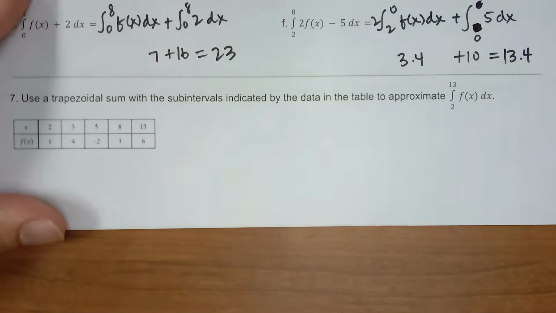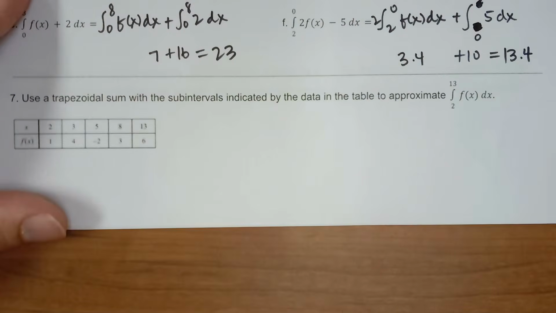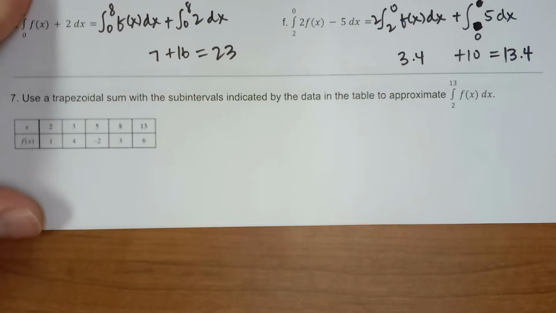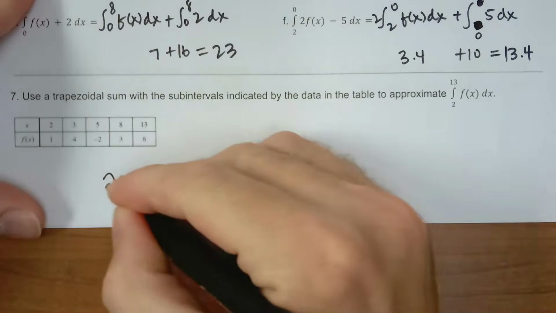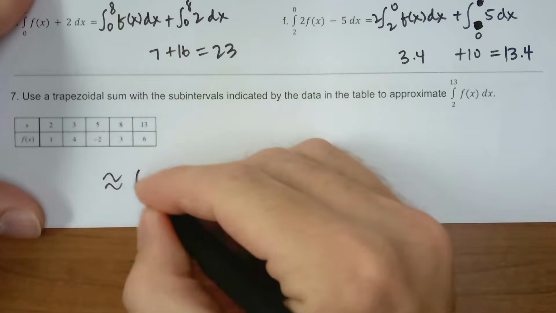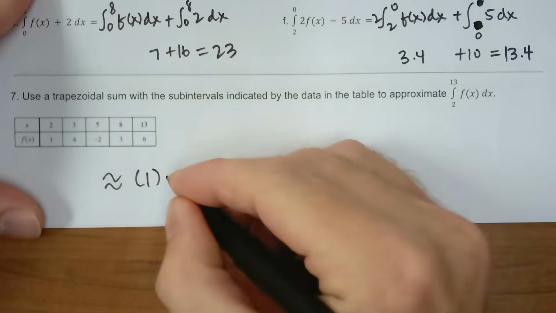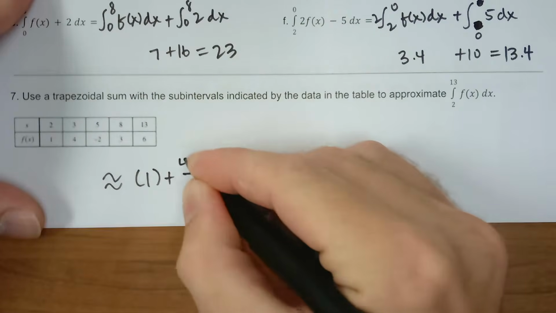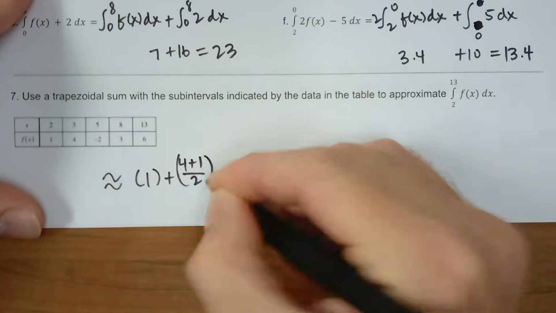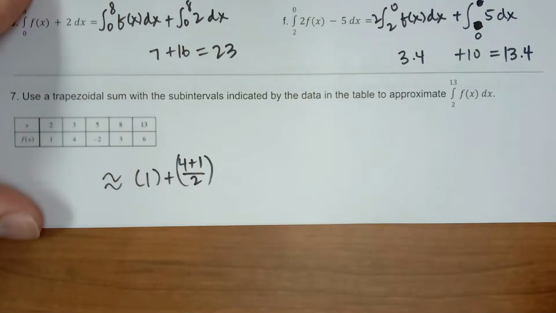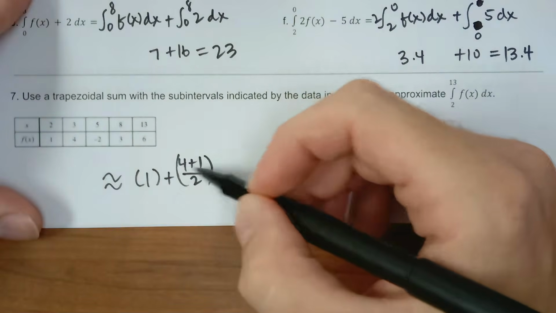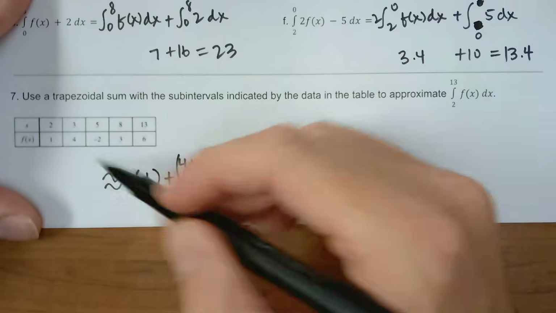Use a trapezoidal sum with subintervals indicated by the data in the table to integrate from 2 to 13. Okay, this one really didn't print very well. So this is going to be approximately equal to the width, and then we average the heights. If you can mentally average them, then just go ahead and do that. Feel free to. But if you don't want to do that, just 1 plus 4 divided by 2.